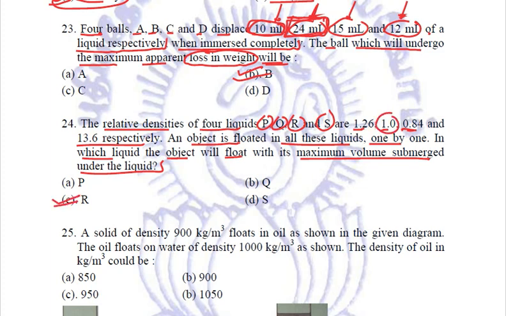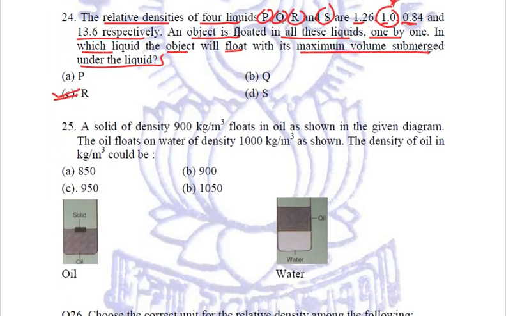Why? Because liquid R has the minimum density among all these four, and because of its lowest density it will be exerting the lowest buoyant force, due to which that object is going to get submerged in the liquid. So the answer is R. Coming to the next question.